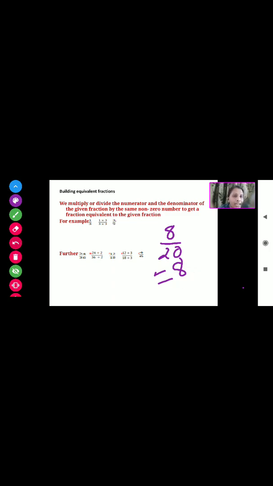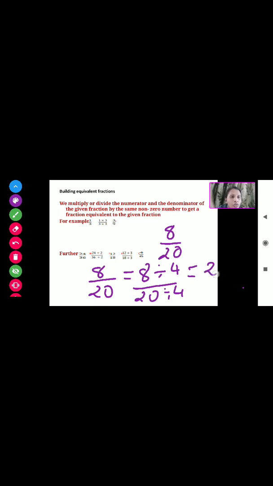As we know, 8 is divisible by 4. So we can do like this: 8 by 20. 8 divided by 4, the denominator also divided by 4. So here it will be 2, and 20 divided by 4 is 5. So 2 by 5 is also an equivalent fraction of 8 by 20. So by multiplying and by dividing, you can find out equivalent fractions of any given fraction.